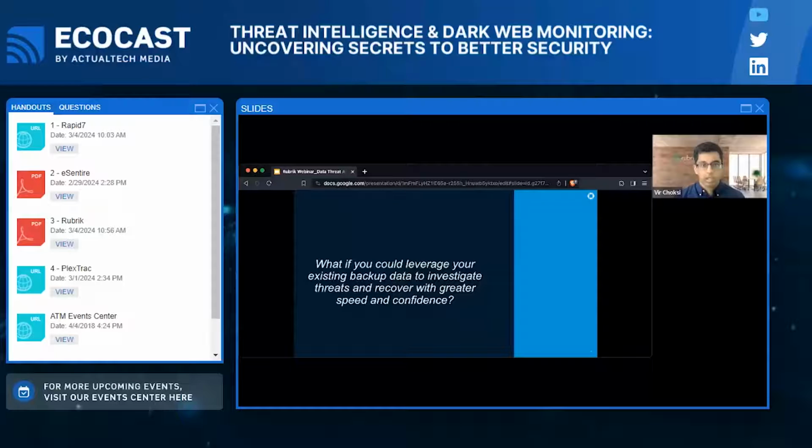So what if you could leverage your existing backup data to investigate threats and recover with greater speed and confidence? Everybody has backups already, right? So the main thrust of this presentation is that your own backup data can be a rich source of intelligence to improve your overall cyber resilience.